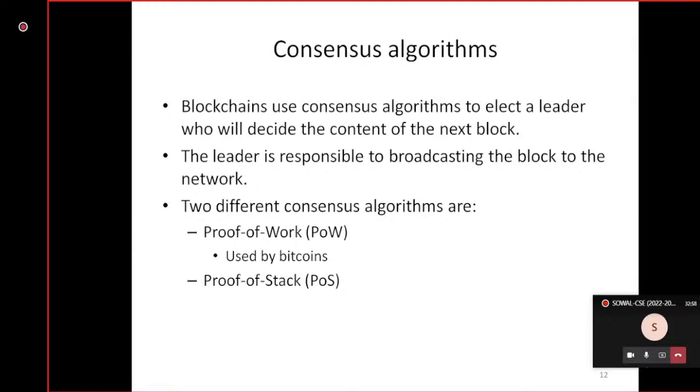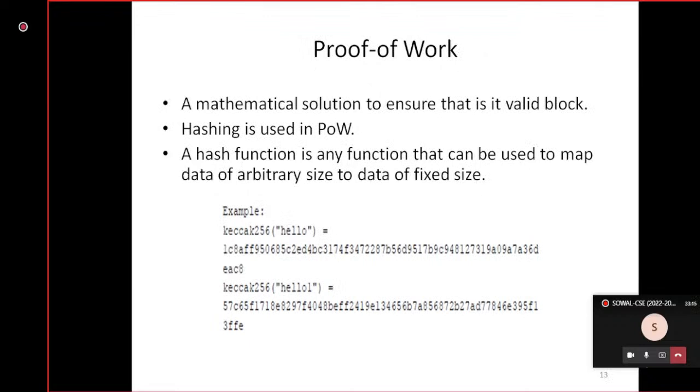So Bitcoin uses proof of work. In proof of work, whenever a transaction is there, some puzzle is given to the nodes. Each node will try to solve that particular puzzle, and the node which solves the puzzle very fast is elected as the leader, and the rest of the nodes have to check the solution generated by the leader node.